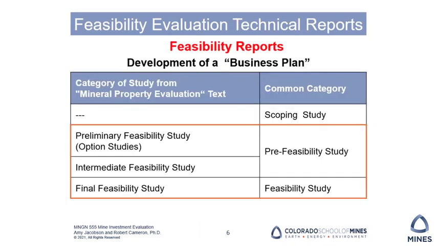Once we have a defined mineral resource, we move into feasibility reports, which is the development of a business plan for the deposit. Common categories are shown on the right side of the screen, which include scoping studies, pre-feasibility studies, and feasibility studies. Our textbook, Mineral Properties Evaluation, defines these, as shown on the left side of the table, as preliminary feasibility studies or option studies, intermediate feasibility studies, and final feasibility studies.